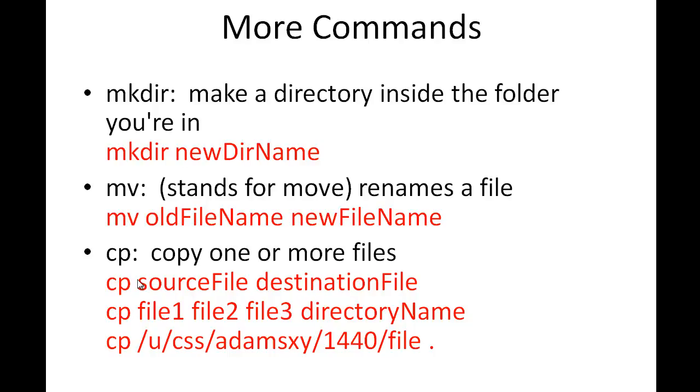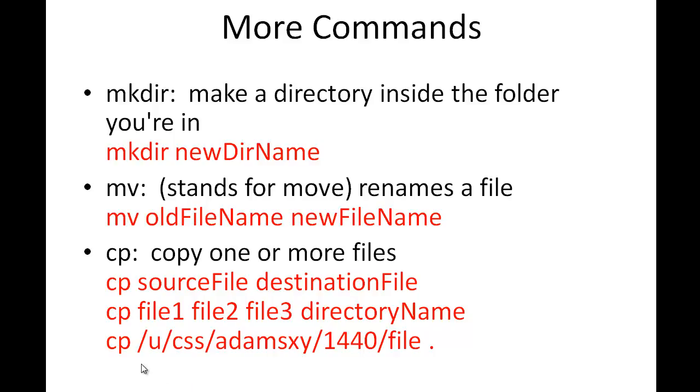You can copy a file or copy more than one file. This copy command has 2 versions. One is you just say CP, the current file's name, and the name that you want to call the copy. And those could be paths. Or you could say CP followed by several file names and then the name of a directory or path to a directory, and it will copy all of these files and put the copies in this directory.